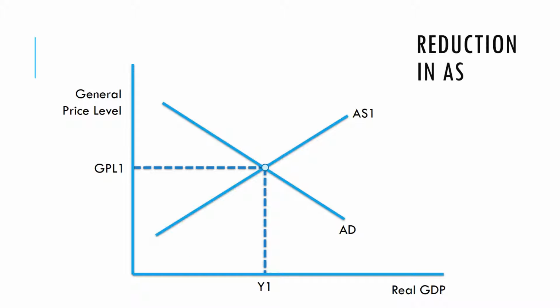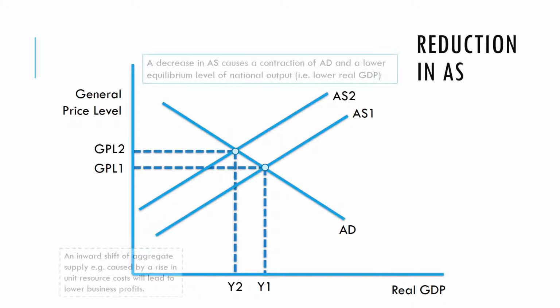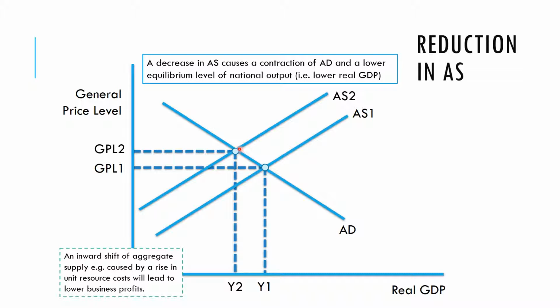A reduction in aggregate supply we would illustrate like this. This time decreasing the level of output and also raising the price level. A reduction in aggregate supply would cause a contraction along the AD curve and a lower equilibrium level of national output. And this may be caused by a rise in unit costs, which might lead to lower business profits.